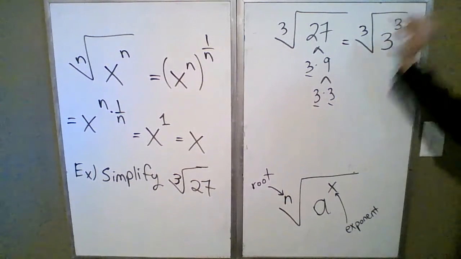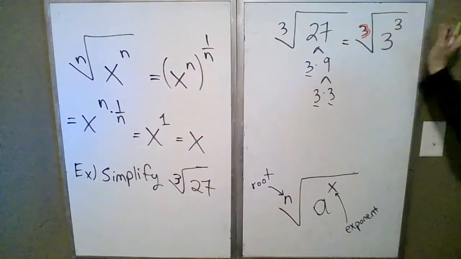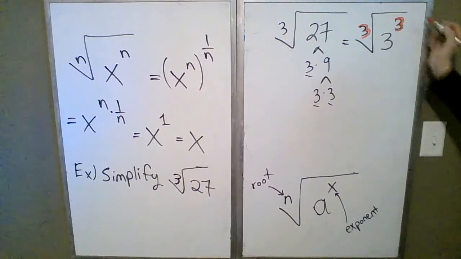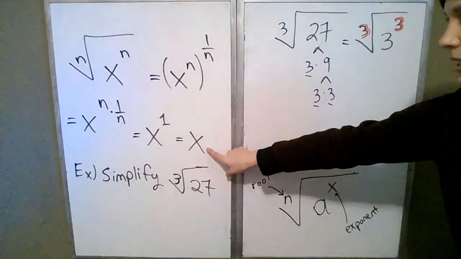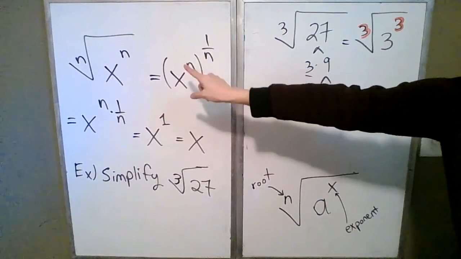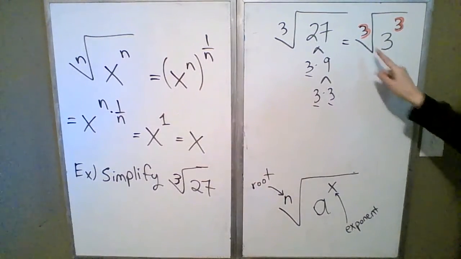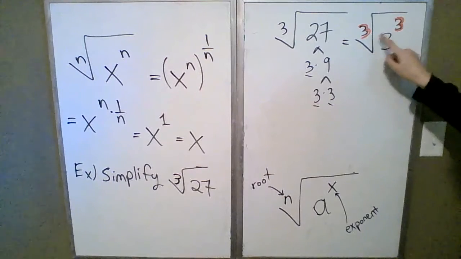Okay, so I've got the root 3 matching that exponent 3. So this 3, just like this x right here, comes out from under the root. There was that nth root of x to the n, and it resulted in being just x. So if I have a cube root of 3 cubed, the result is 3.